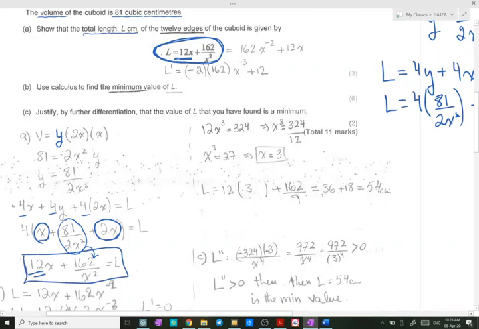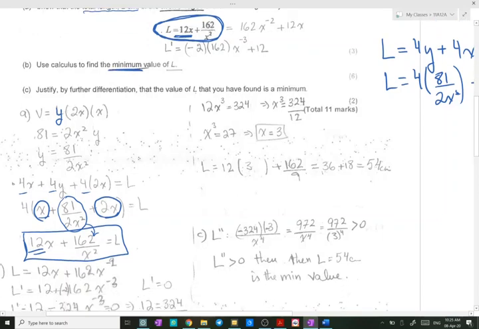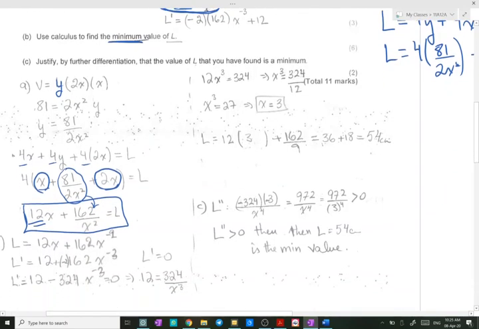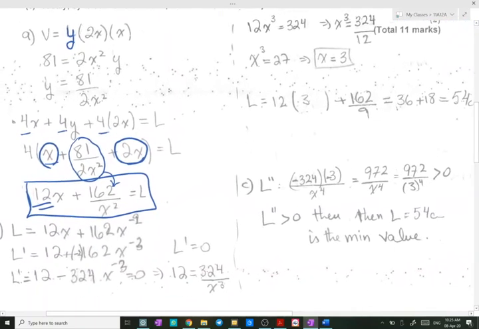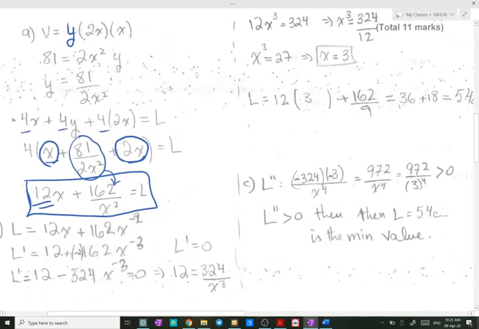In part B, use calculus to find the minimum value of L. Therefore, when they want the minimum value, it means we have to derive. So in order to derive, we need to change L into an expression that we can derive. So the x squared, which is in the denominator, you take it to the numerator and you write x to the minus 2. Then you derive.